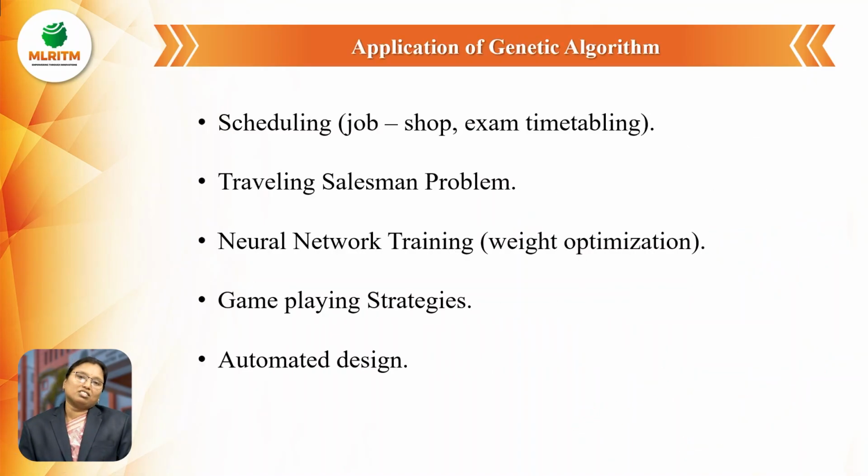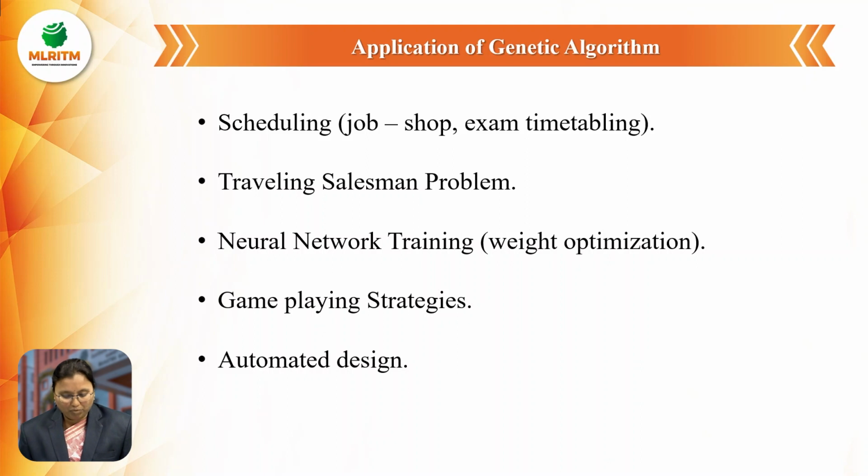And what are the applications of genetic algorithm? Where do we use genetic algorithms? Scheduling, in the sense of job shop purposes and exam timetable purposes, we use the genetic algorithm. And the traveling salesman problem, where we have to travel to different places, for that purpose also we use the genetic algorithm. And neural network training, in the biological sense of neurons, neural network training.